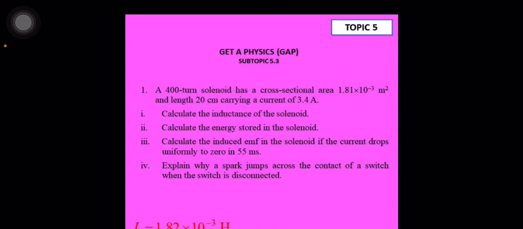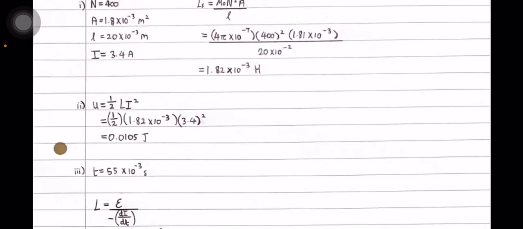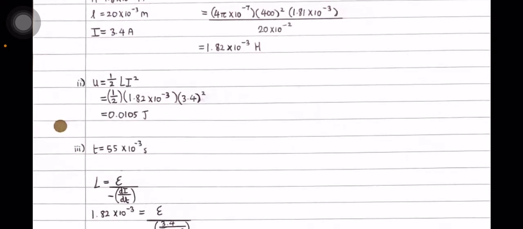For the second question, they would want us to calculate the energy stored in the solenoid. So we just use the formula U equals 1 over 2 L i squared. So 1 over 2 times 1.82 times 10 to the power of negative 3, this is what we got from the previous question, times i squared, the ampere, the current, which is 3.4 squared. And when you calculate, you will get 0.0105 joule.